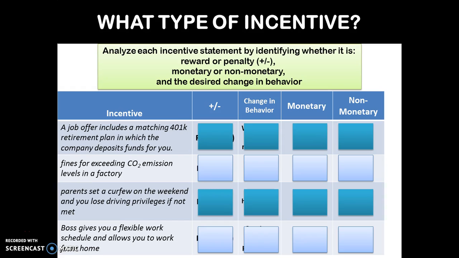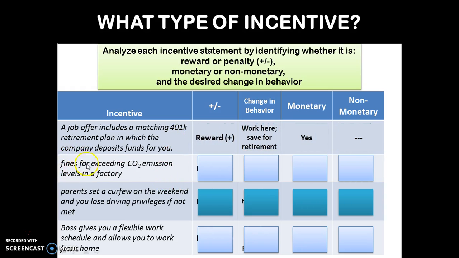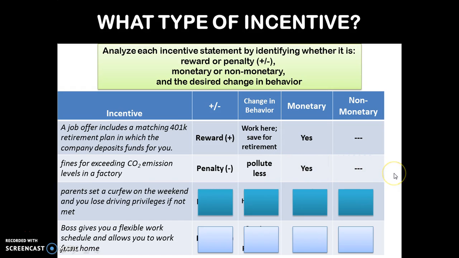Okay, number 1, job offer. This is going to be a reward, and it's going to hopefully encourage you to take this job offer because you're comparing one job offer with another job offer. And in this case, they are giving you money that goes into your retirement account. So that's free money, so it's a monetary incentive as well. Fines, right away, that word should tell us that's a negative incentive, so it's a penalty. And the change in behavior is to not exceed the CO2 emissions because otherwise you have to pay more fines. And yes, that will be monetary as well.